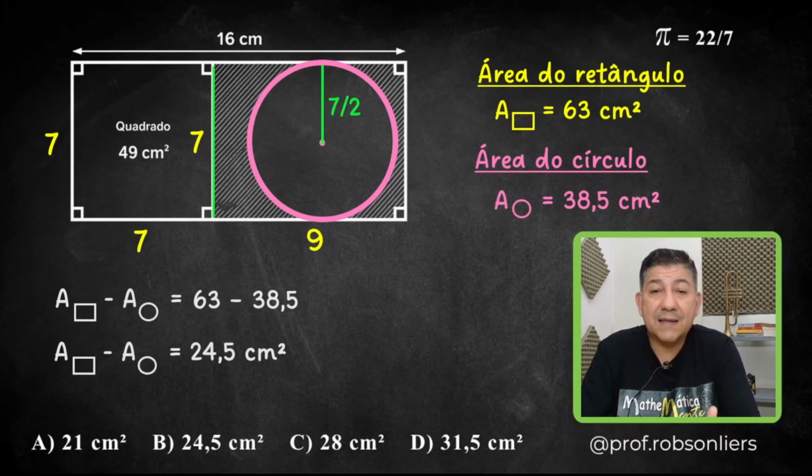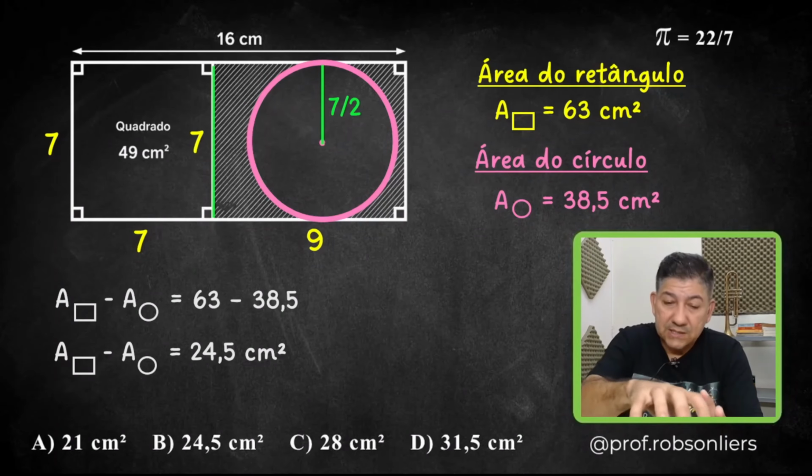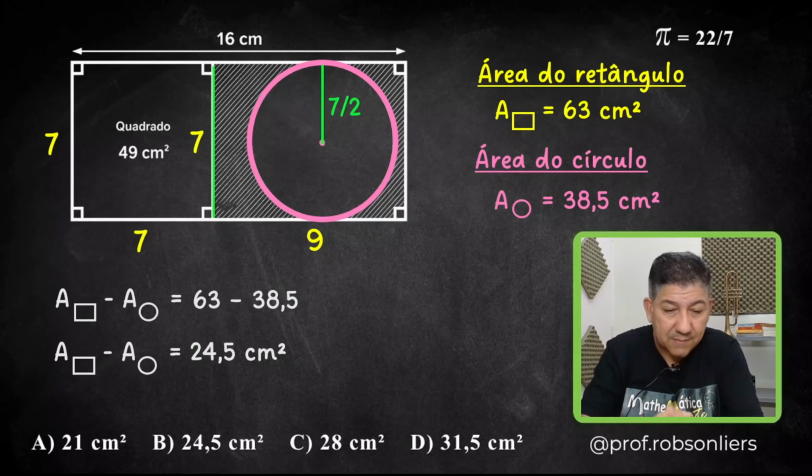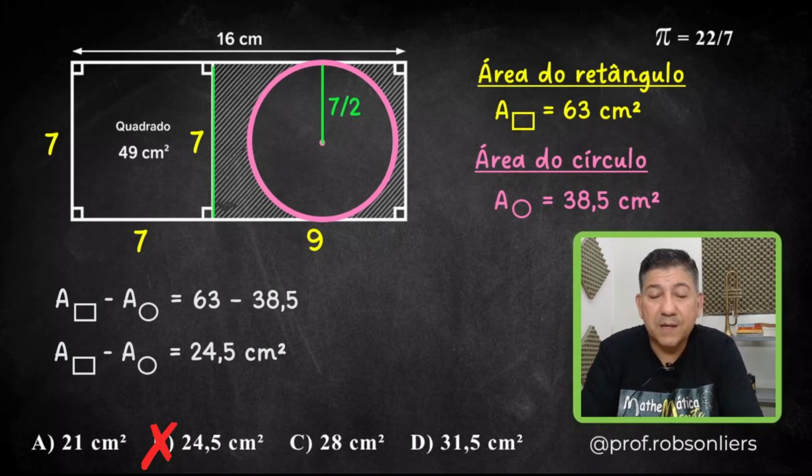That's the measurement of the shaded area, the area we were looking for in the rectangle, subtracting the area of the circle. So if you chose option B, you nailed it, you got the question right.